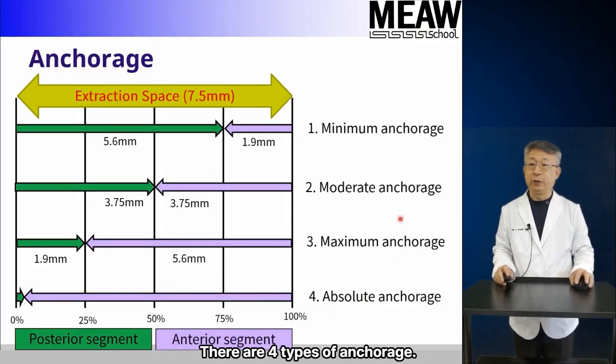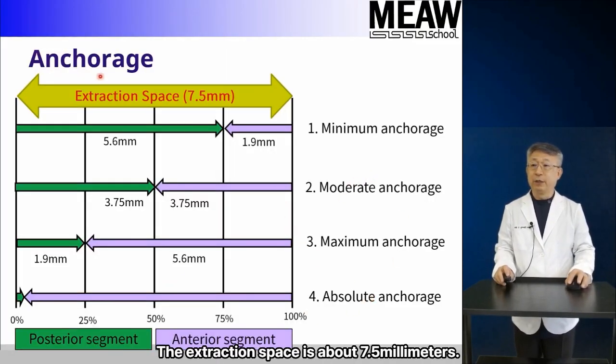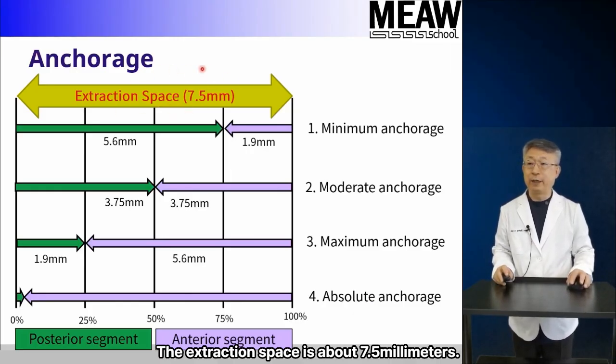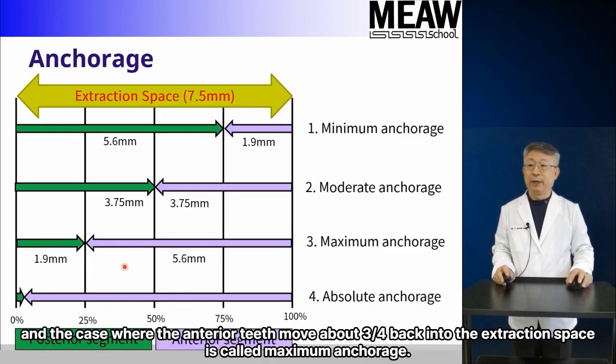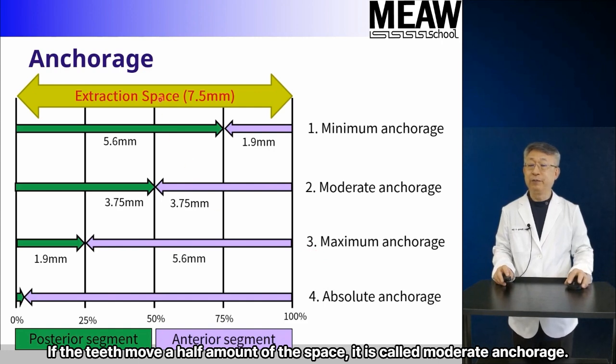There are four types of anchorage. The extraction space is about 7.5 millimeters. If we divide the space into posterior and anterior regions, the case where the posterior teeth move about 3/4 forward is called minimum anchorage, and the case where the anterior teeth move about 3/4 back into the extraction space is called maximum anchorage. If the teeth move a half amount of the space, it is called moderate anchorage.